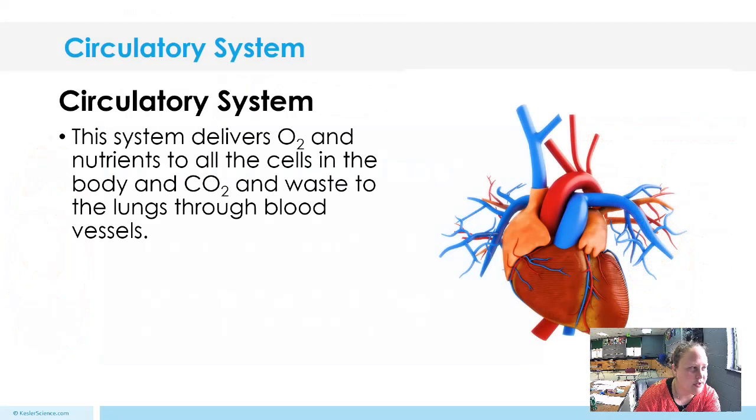So the circulatory system delivers oxygen, which is O2, and nutrients to all the cells in the body, and carries carbon dioxide, which is CO2, and waste to the lungs through the blood vessels. So all this happens through our blood vessels, our arteries, the whole circulatory system.